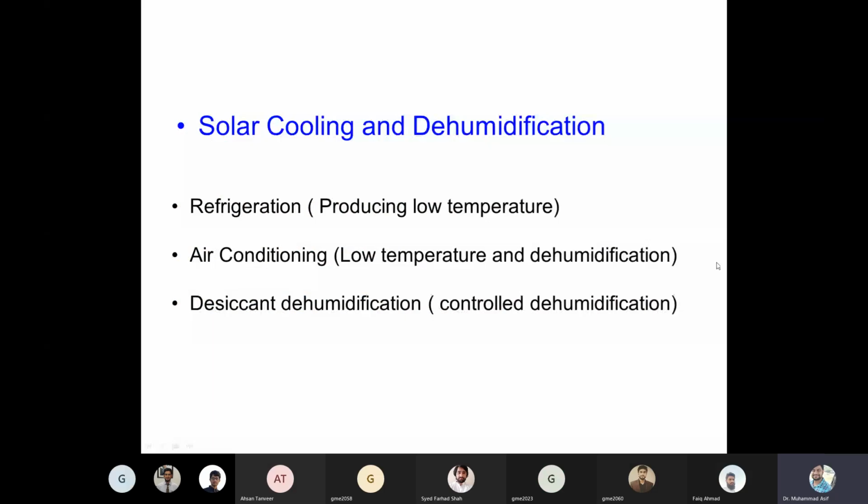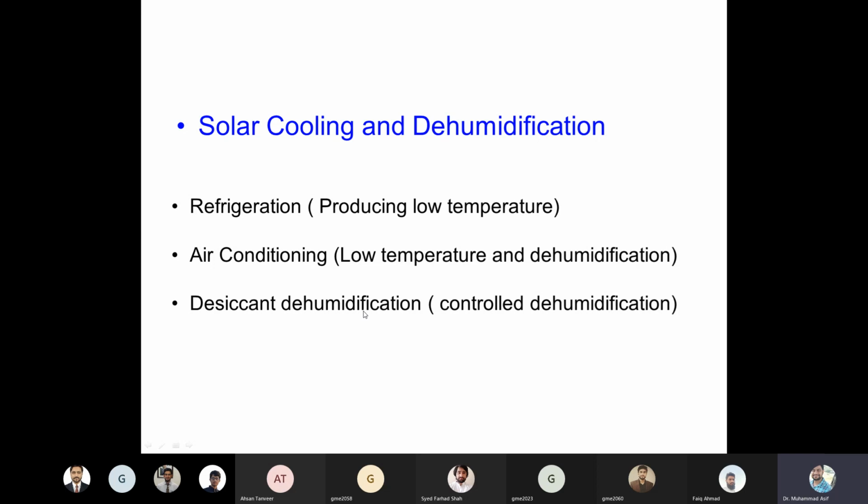So as I mentioned in previous class, when we say solar cooling and dehumidification, it has three main applications. One application is refrigeration to produce low temperature, and the solar cooling can also be utilized for the air conditioning process, where we have to maintain the low temperature as well as control the humidity. And then we have the industrial as well as the domestic application for the desiccant dehumidifier.